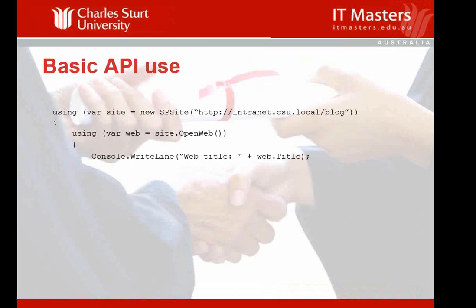So, basic API use. This is just a really, really simple example. One of the more common things that we'll be doing when we're writing code is connecting to a SharePoint site and then doing something with it. We'll be getting data out, pushing data in, or changing settings. So this is going to require working with the SPSite and SPWeb objects.